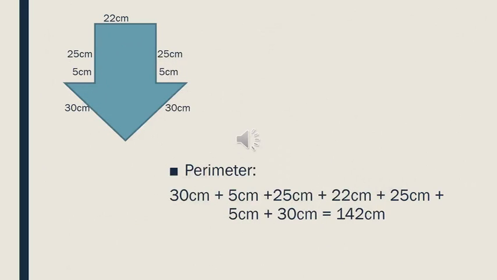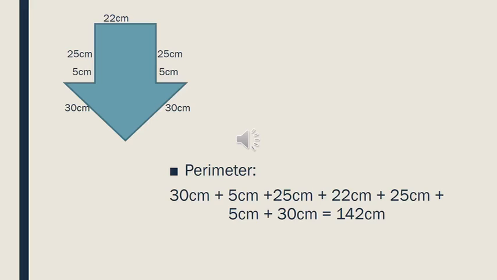Here is another irregular shape. So from bottom to top, we have all the measurements: 30, 5, 25, 22, 25, 5, and 30. They are all in centimeters. When you add them up, you're going to be getting 142 centimeters.